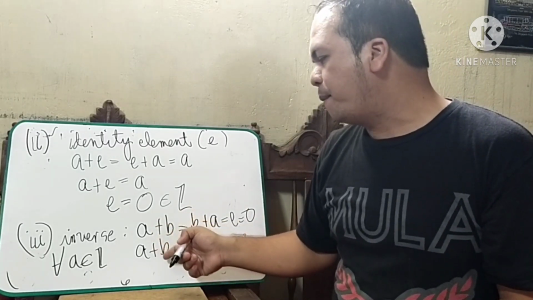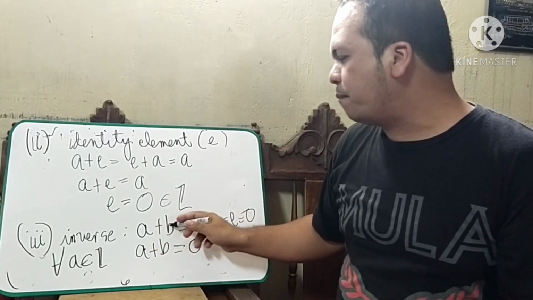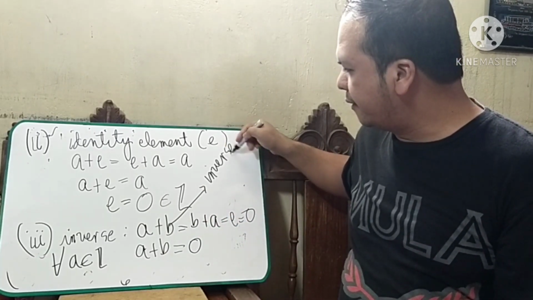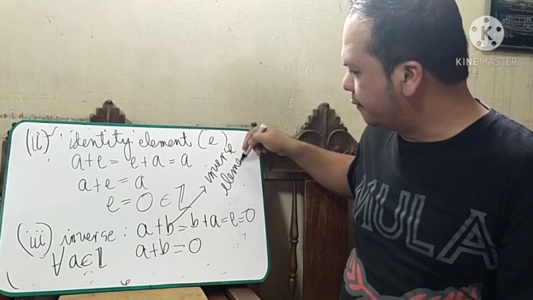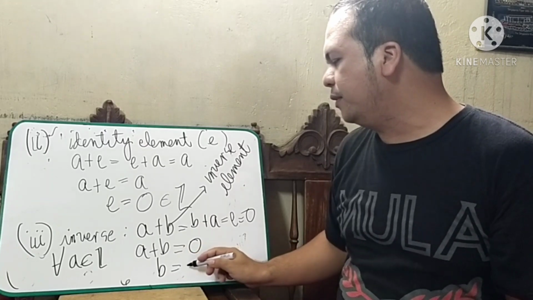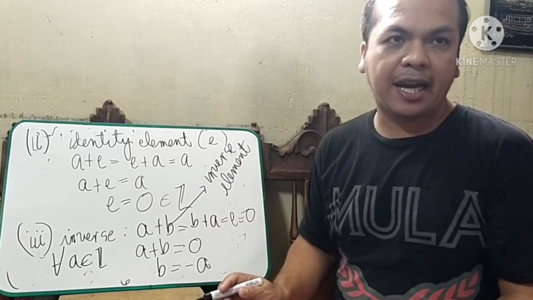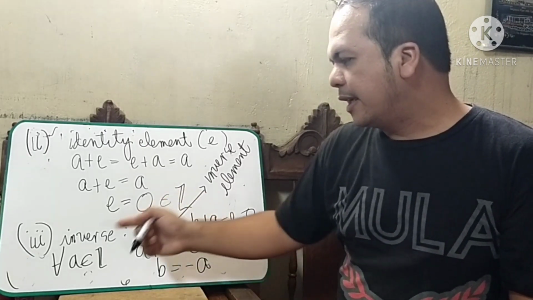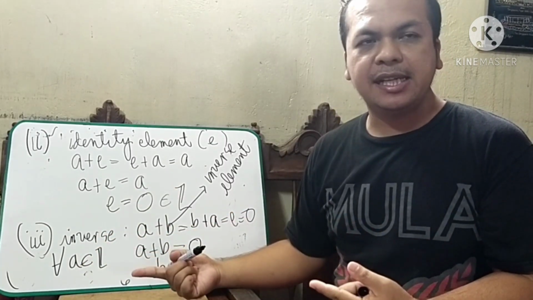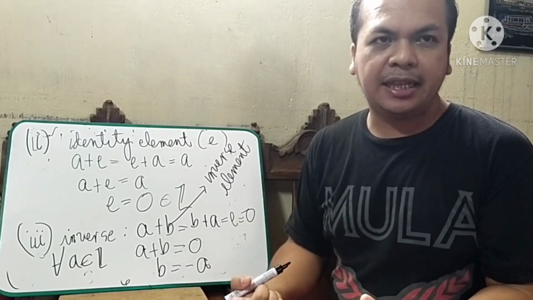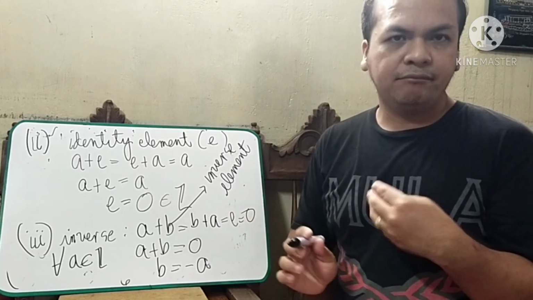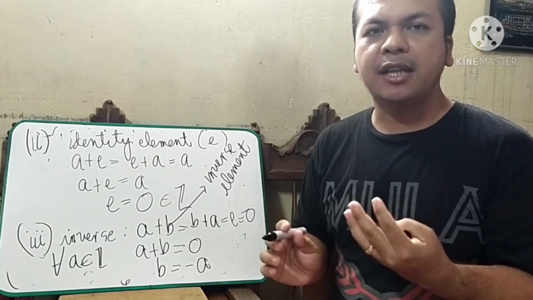So, solving for b, because we say that b is the inverse element, we have b is equal to the negative of a. Meaning, if we have an integer a, the inverse is the negative of that integer. Now, for example, we take some integers.